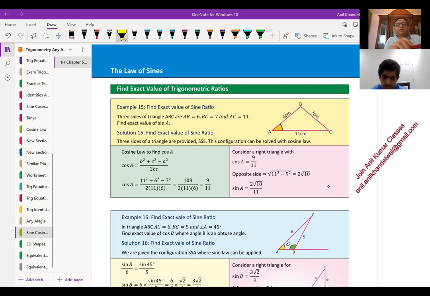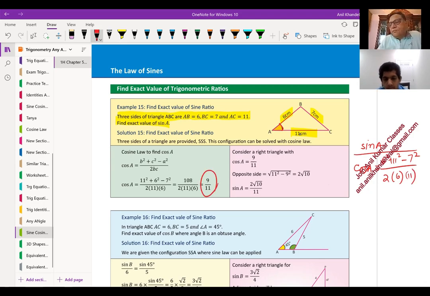Okay. So let's read the question. Can you please read the question? Three sides of triangle ABC are AB equals 6, BC equals 7, and AC equals 11. Find the exact value of sine A. So what is our approach? We are finding what is cos A first, right? And cos A is the square of these two, which is 6 square plus 11 square minus 7 square, right? So that gives us a value 9 over 11. Do not write decimals, write 9 over 11.